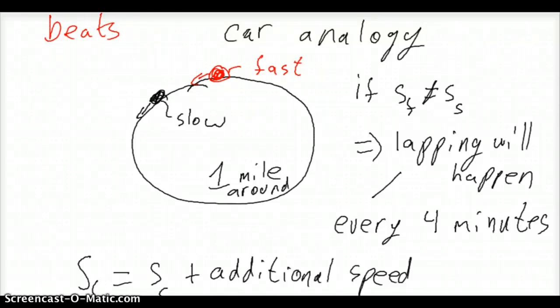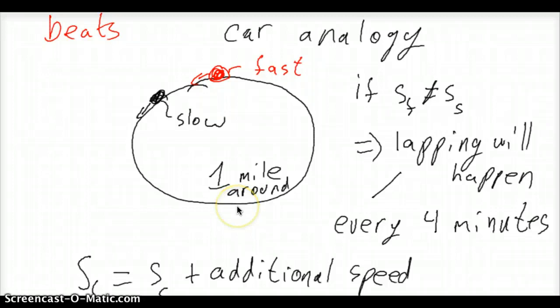I'll be talking about beats on this one, and I will use the same example that we have been talking about with cars. So then there's just a circle, a cycle that cars are racing, and there's the black car and the red car. The black car is moving slower, and the red one is moving faster.